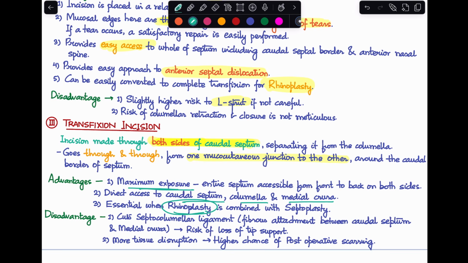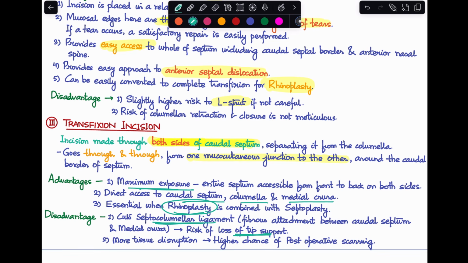Next, the disadvantages of this transfixion incision is that it cuts through the septocolumellar ligament. Now, what is the septocolumellar ligament? This is a fibrous attachment which is there between the caudal septum and the medial crura. So, because it cuts through this ligament, it can have a higher risk of loss of tip support. So, you can end up with some kind of a tip deformity, a tip depression.